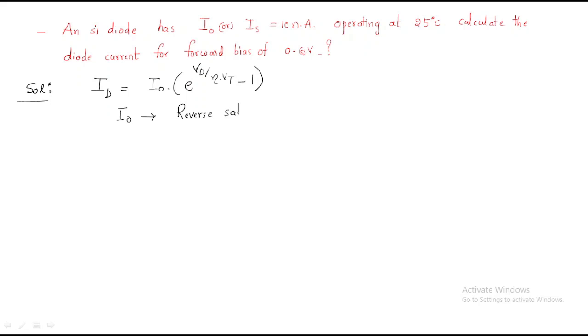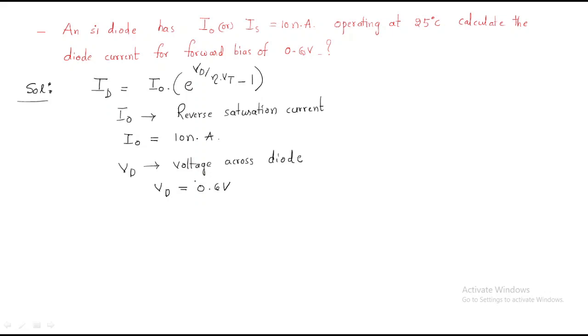Reverse saturation current means whenever the diode acts as a reverse bias, some leakage current will flow through it, called reverse saturation current. So I0 is already given, that I0 value is 10 nanoamperes. And VD is the voltage across the diode. That means when the diode is forward biased, some voltage will be dropped across the diode, that is VD, or forward biased voltage. Both are the same. That value is 0.6 volts.